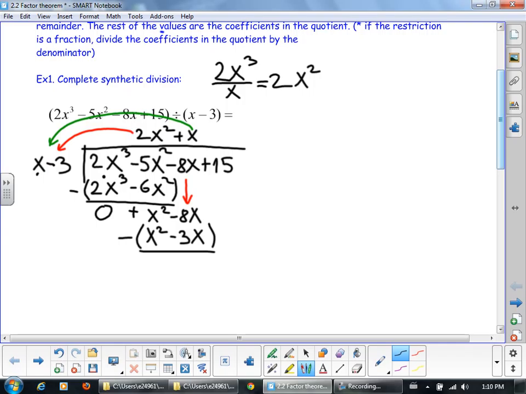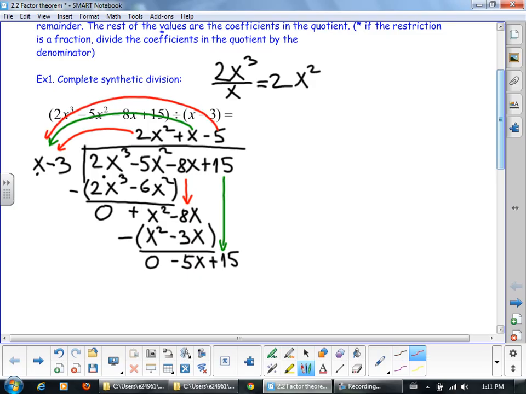x squared minus x squared will just give us a 0, and negative 8x minus negative 3x, which is negative 8x plus 3x, will give us a negative 5x. And then we are going to drop 15, so we're going to write negative 5x plus 15. We ask ourselves, how many times does x go into negative 5x? The answer would be negative 5 times. And we're going to perform the multiplication for the last time.